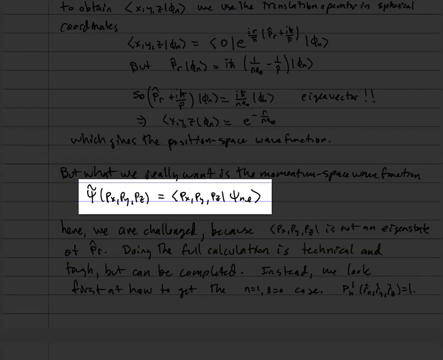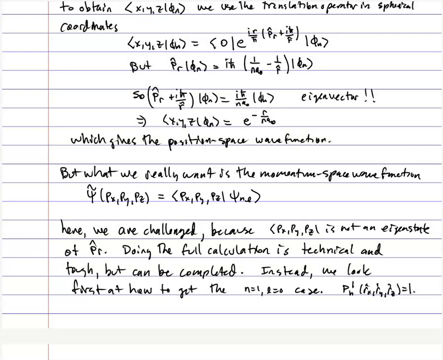And now things get hard because px, py, pz is not an eigenstate of pr. Remember, we told you pr was not a self-adjoint operator. It doesn't have normal eigenstates. And remember, pr involves momentum and position in it, so it's a complicated operator. So now doing this full calculation is technical and it is complicated.